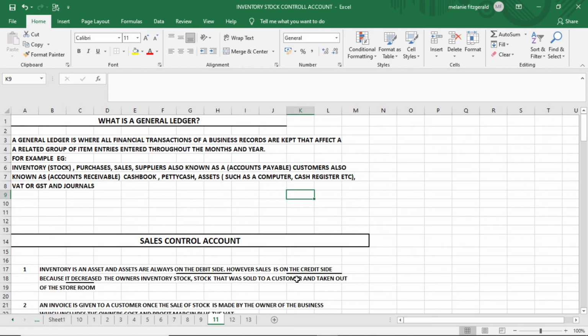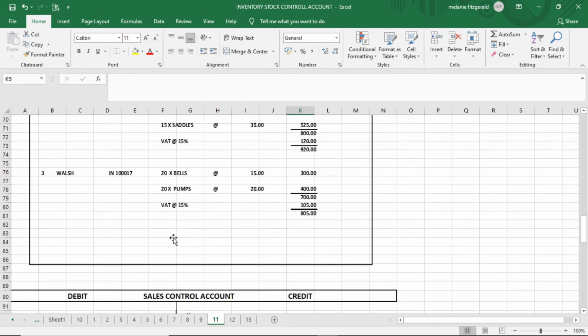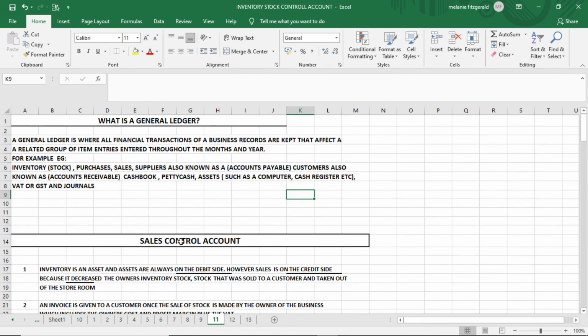It's important because we need to keep track of our customers and what they bought from us, and the amounts that they bought from us. Right. I hope that makes sense. I hope I'm doing justice to this. I'm trying to help you understand how the sales control account works. And yeah, it's pretty simple.